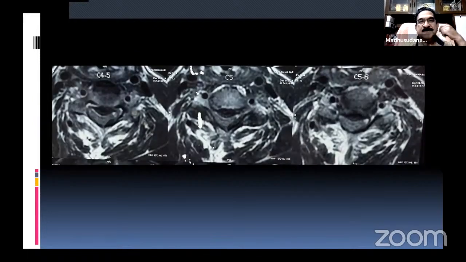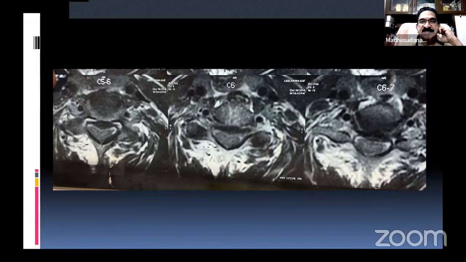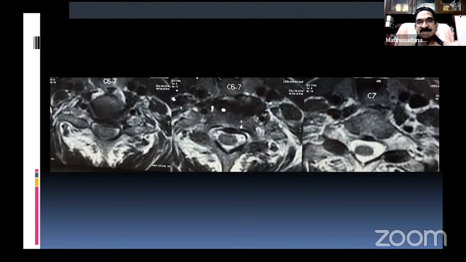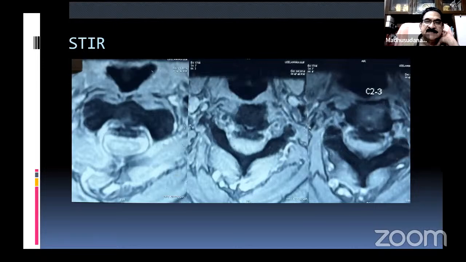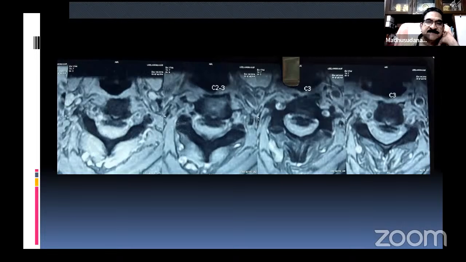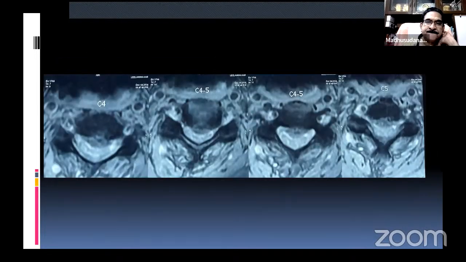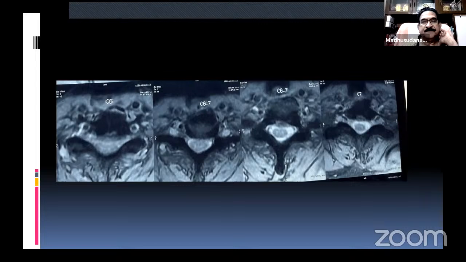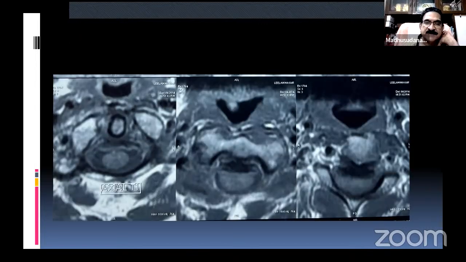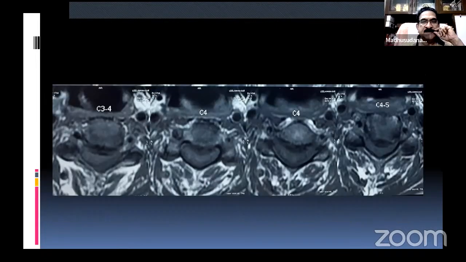This is the T2 again. So the lesion is extending down up to C6, C7. There it is much less. At the C6, C7 level, the cord compression is not there. Up to C6, C7 it is coming; lower than C6, C7 it is not there. This is another sequence. Again, you can make out from C2, C3 the cord is compressed there. C4, C5. You can see this is a T1 sequence. So it is hypointense in all sequences, T1 and T2, whatever is compressing that.